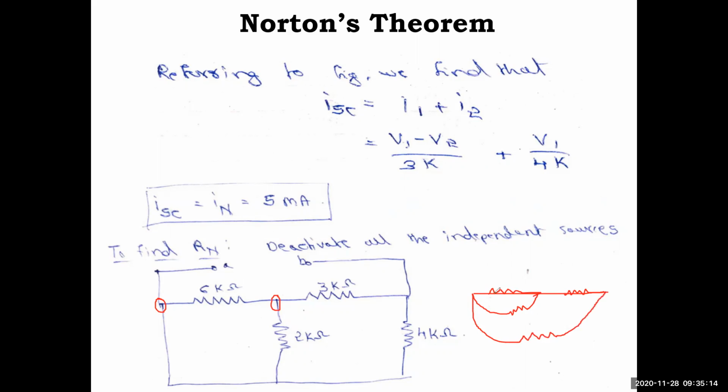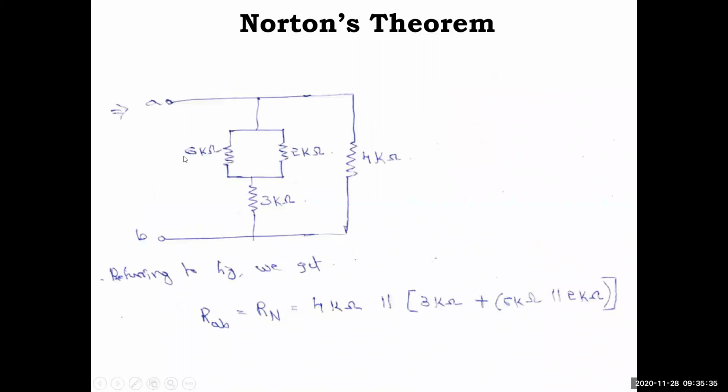Okay, and you have to find the resistance over here, AB, RAB or RN. This same thing I have written like this: 6 kilo ohm parallel with 2 kilo ohm, in series with 3 kilo ohm, and the whole is parallel with 4 kilo ohm. I have just rotated the circuit horizontally. Hope you are understanding this. See here, this is what I have written: 6 kilo ohm in parallel with 2 kilo ohm, in series with 3 kilo ohm, and the whole of this is parallel with 4 kilo ohm.